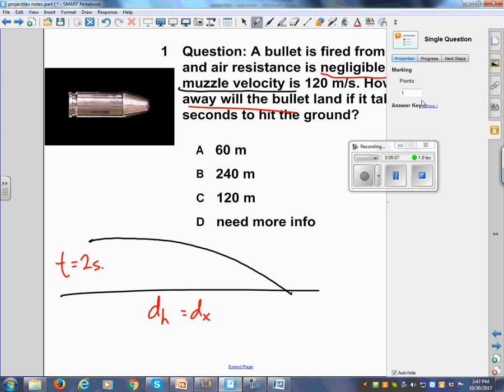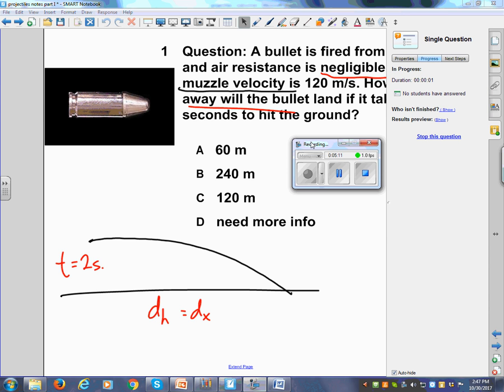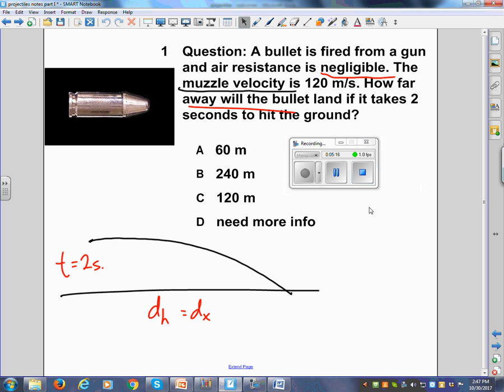I'm going to start it, and then I'm going to do my attendance. Is the gun level? The gun is level, horizontal.